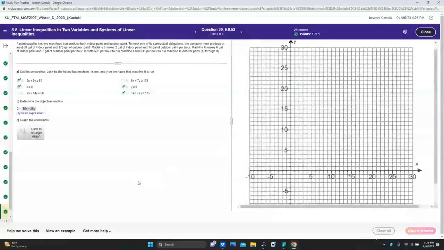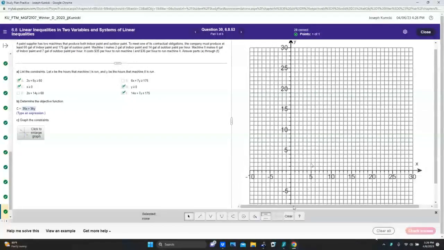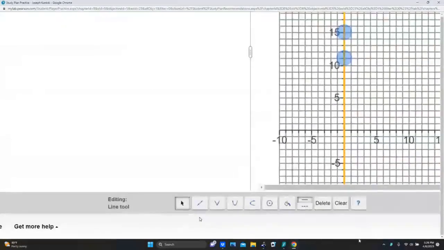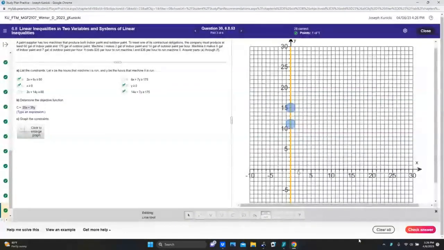And now graph the constraints. So once again, the first two are easy, the x and the y. The constraints are all solid lines. So we have y greater than 0, x greater than 0. Line tool. So we're in the first quadrant because both machines have to be non-negative.